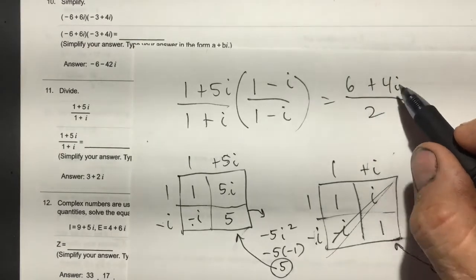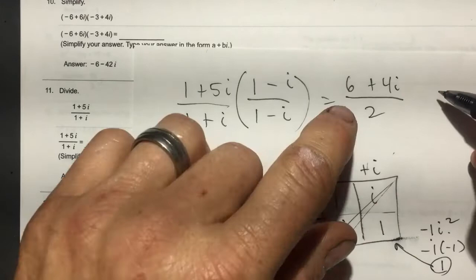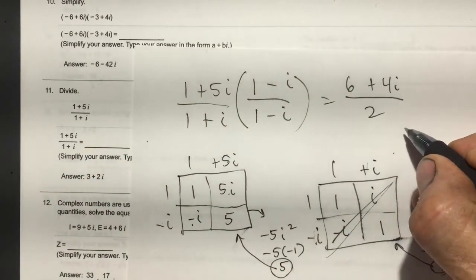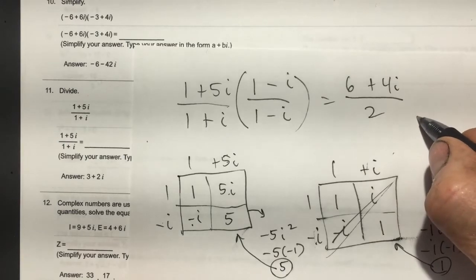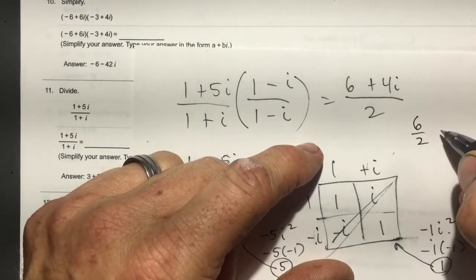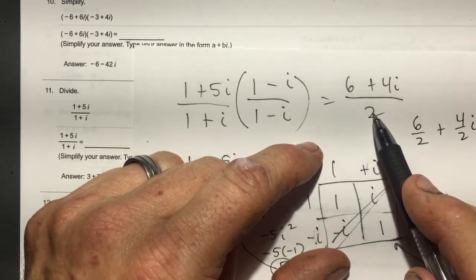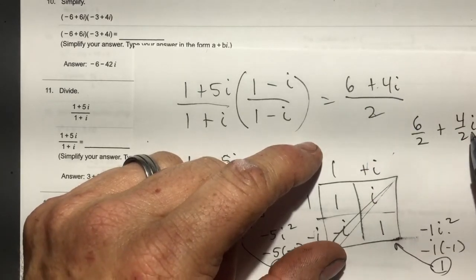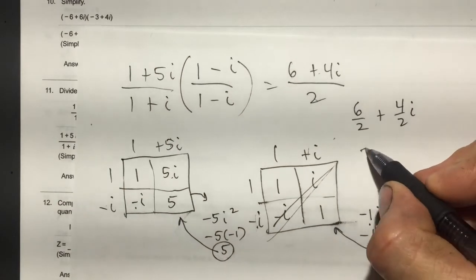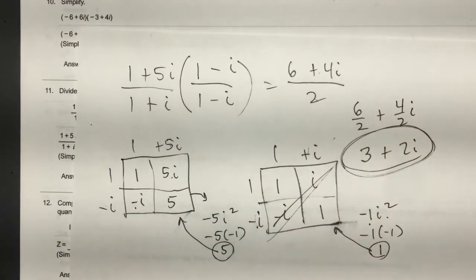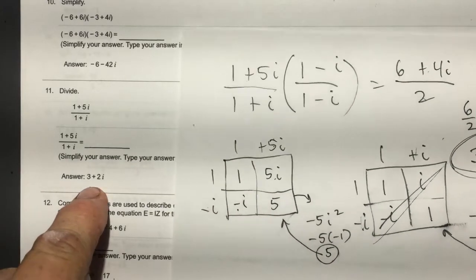And now, once I do this right here, I got to split them up. So I've got 6 over 2 plus 4 over 2 i. 6 over 2 is 3. 4 over 2 is 2. It's 3 plus 2i. And that's what I have. All right, we're in good shape.